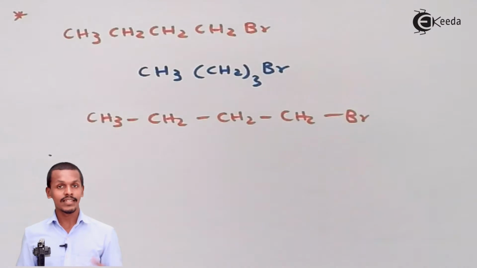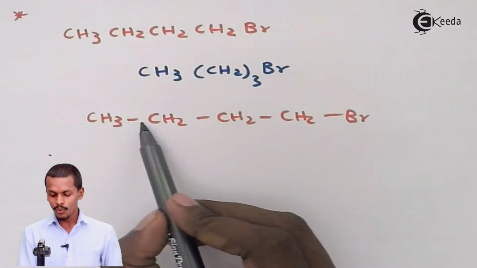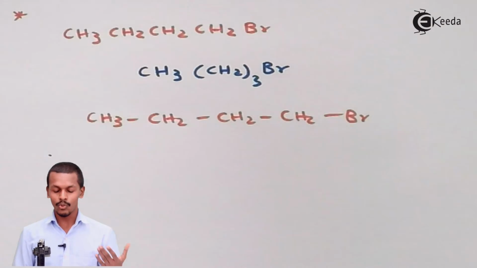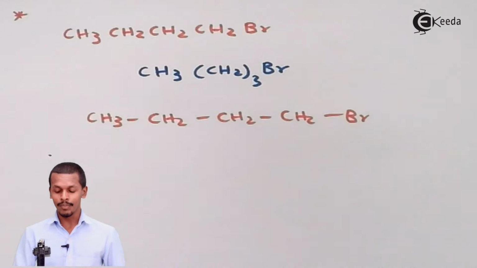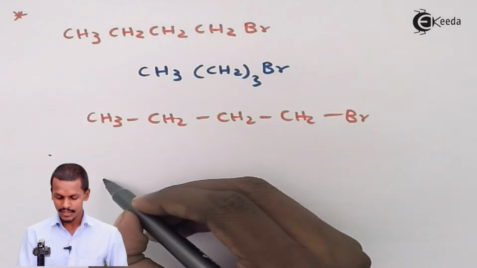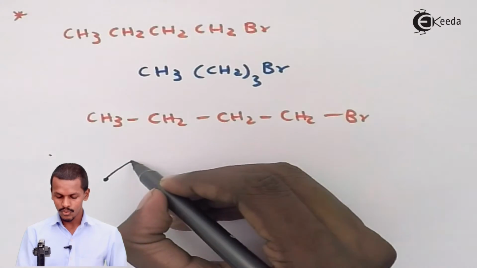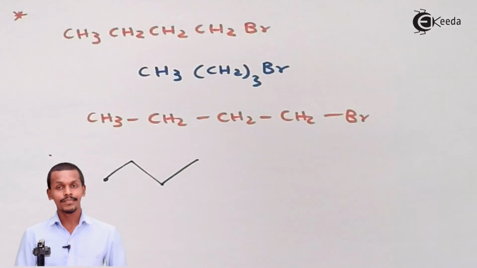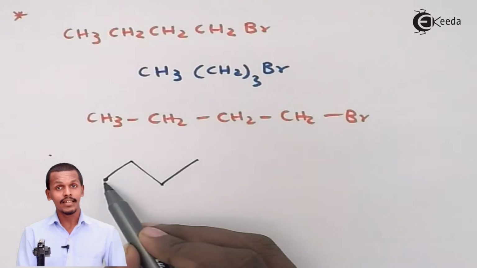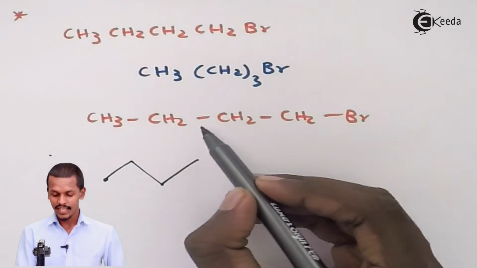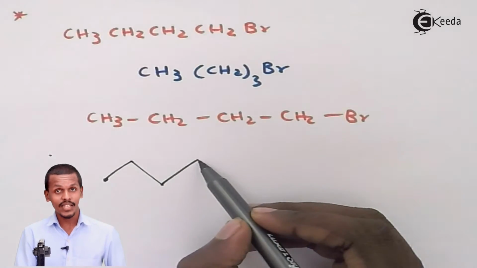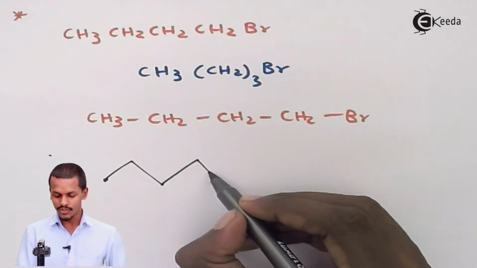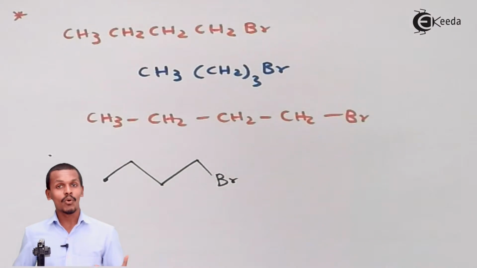And talking about the next one, that is the bond line formula, because the 4 carbon atoms are attached in a straight row, or in a linear form, as we could see in the structure, so that could be written as carbon number 1, 2, 3, 4, and this represents the terminal carbon atom, while this is the CH2. Even this is CH2, and this would be CH2 with bromine attached to it. So this is the bond line formula that we have made.